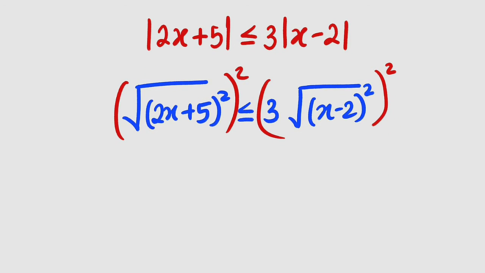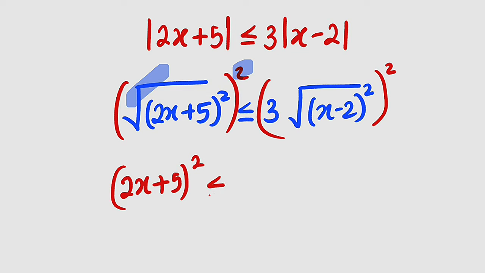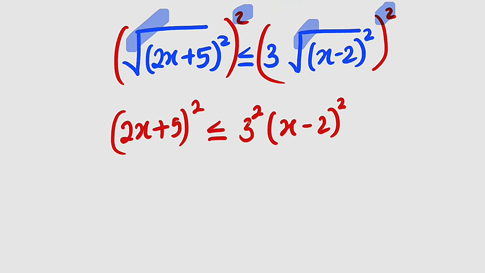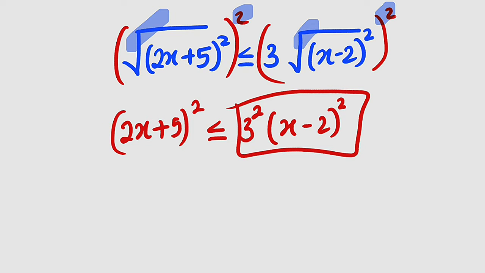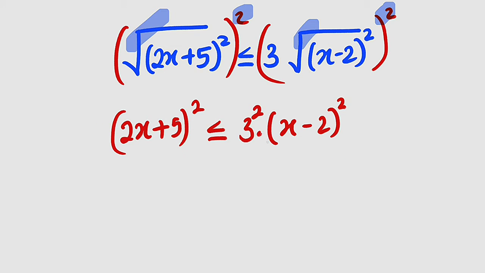If you square both sides, from the left hand side the square and square root cancel, leaving only (2x + 5) squared less than or equal to, on the right, 3 squared multiplied by (x - 2) squared. According to one of the laws of indices, since they have the same power of 2, you can multiply the bases and assign them a single exponent.